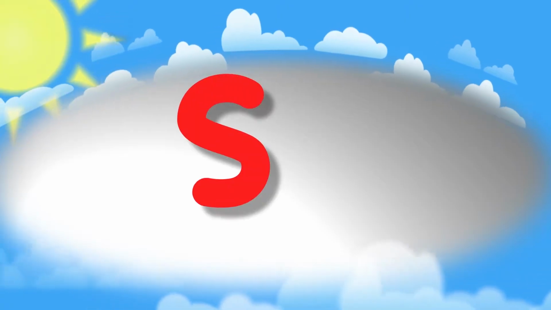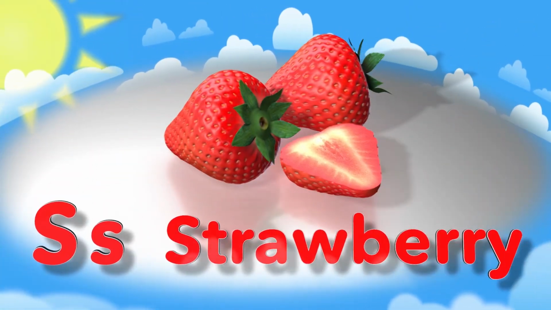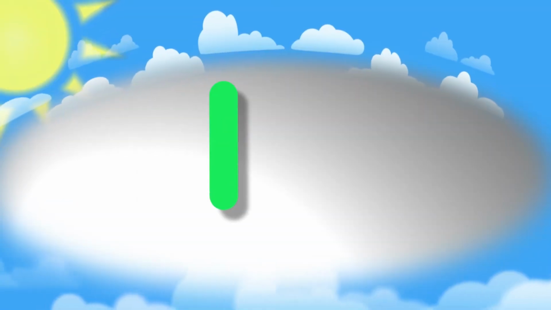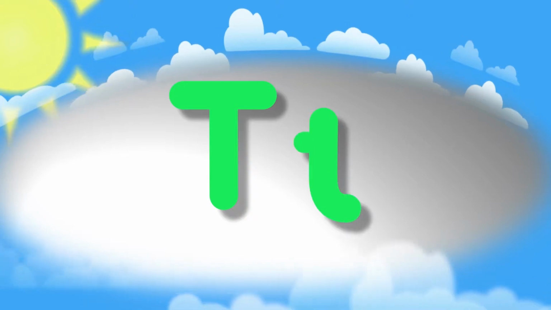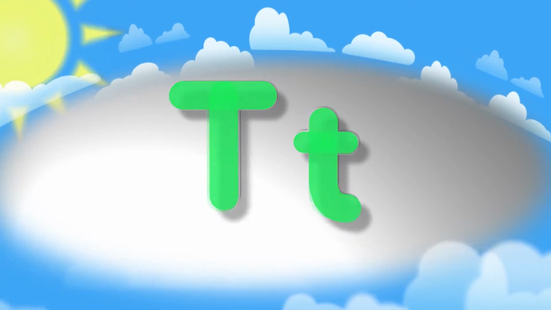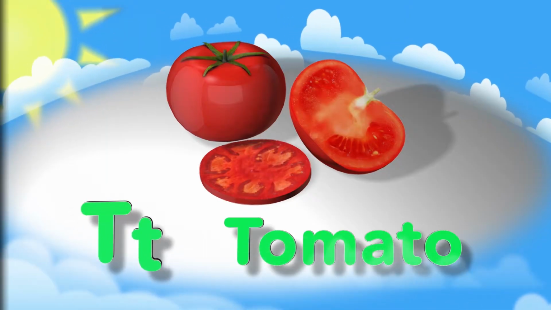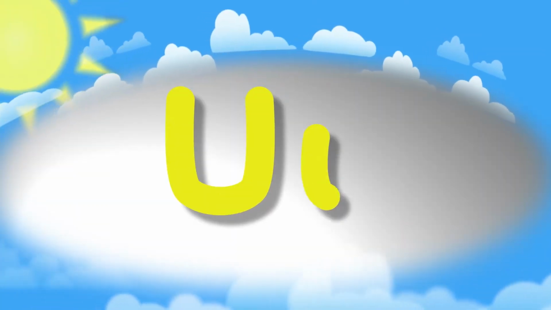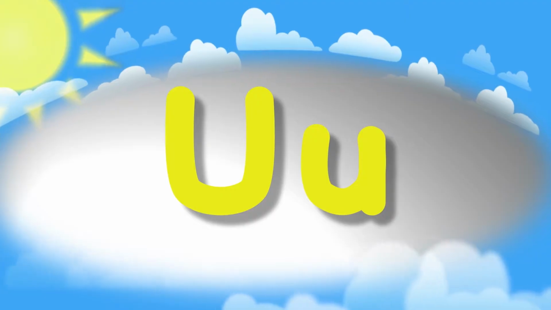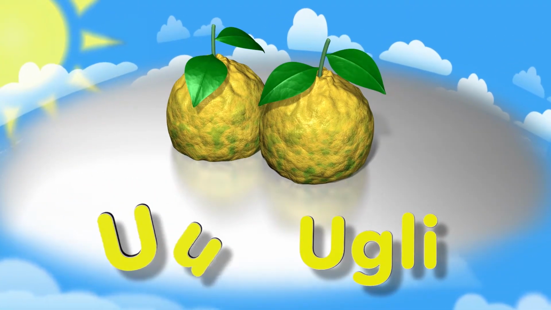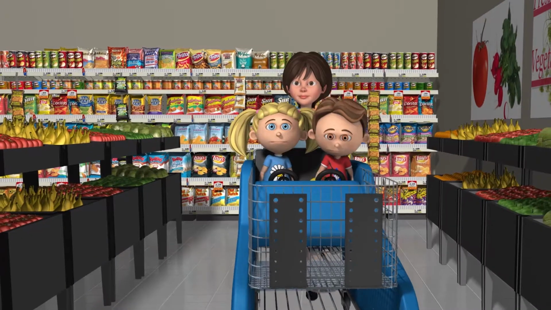Uppercase S, lowercase s. S is for strawberry, strawberry. Uppercase T, lowercase t. T is for tomato, tomato. Uppercase U, lowercase u. U is for ugly, ugly.